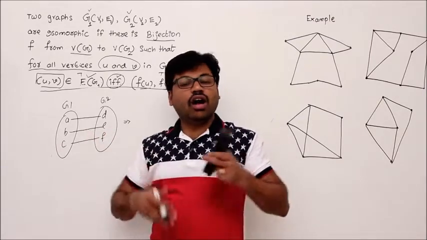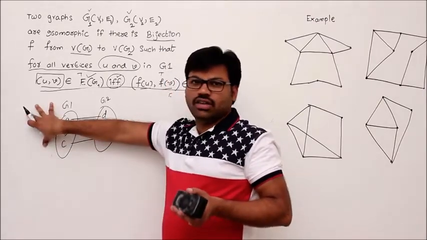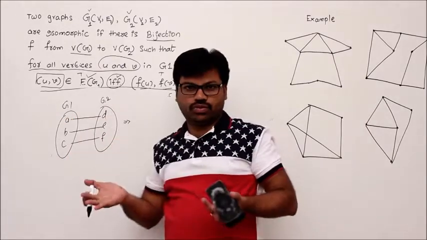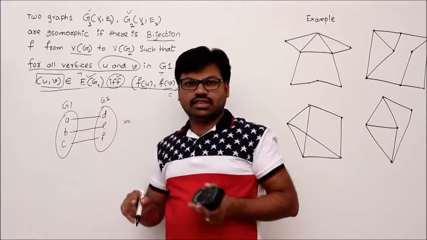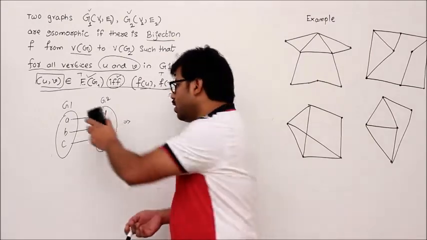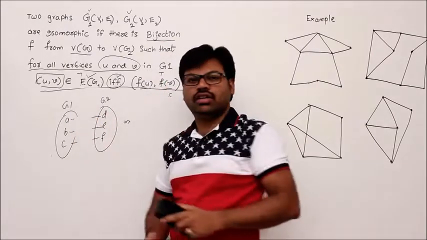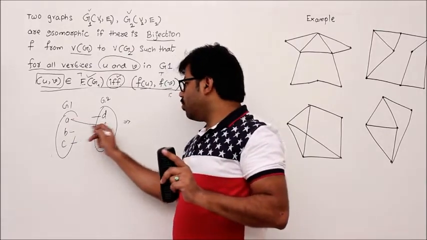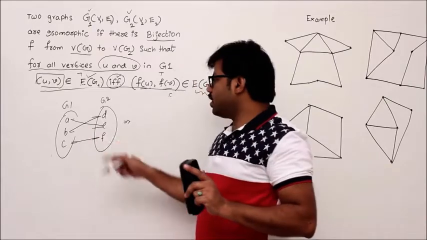In that way, for all the edges of graph G1, check the edges, and there should be corresponding edges in G2 between the corresponding vertices. What if it doesn't happen? Then this bijection is wrong. It doesn't mean that the two graphs are not isomorphic. Maybe another combination will work. Okay, so check one more bijection.